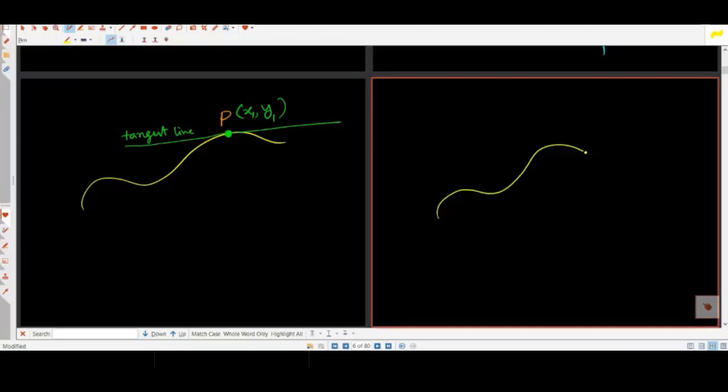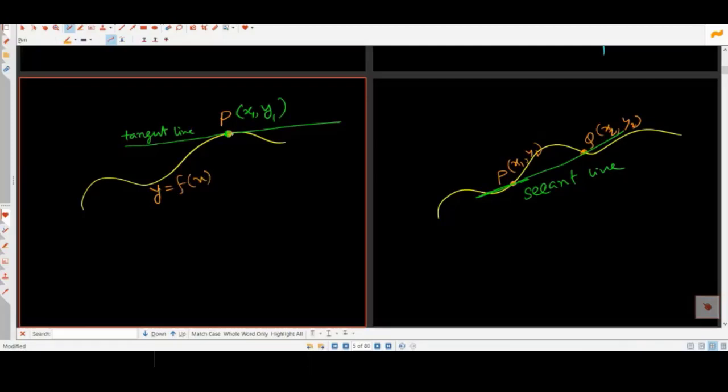Let me draw another curve. This time, suppose we have two points, one is P and another one is Q. If we join these two points, we will get another line. This line is called the secant line. The coordinates of P are (x1, y1) and of Q are (x2, y2). So you can understand that a tangent line is the straight line which touches the curve y equals f of x at only a single point. But the secant line is the straight line which touches the curve at two points. The points are distinct. P and Q are different points.